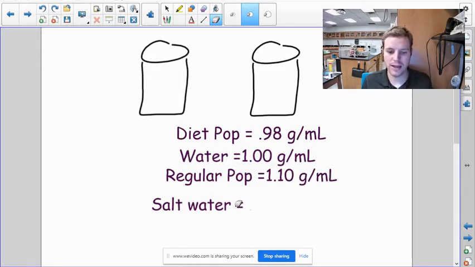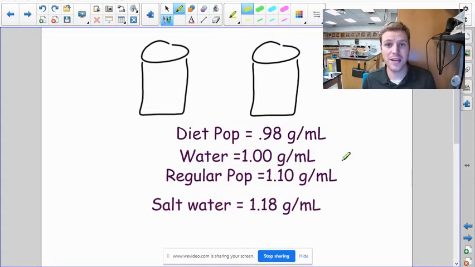And then we saw that all pops, Diet Pop, regular pop, they all float in salt water. So what does that tell us? Well, that tells us that salt water must have a density that's higher than all of these. What exactly is this density? Well, I'm not sure, but I know that it has to be more than 1.10, which is the density of regular pop. We found that the salt water I used today was about 1.18 grams per milliliter.